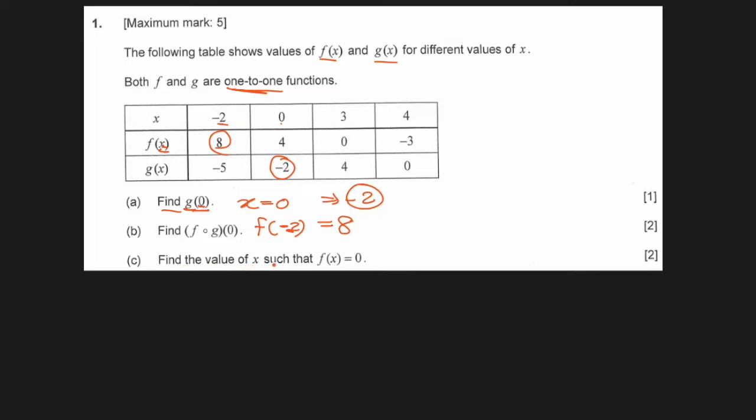Find the value of x such that f(x) is 0. So f(x) is this row. When is it 0? Here. So what is x in that case? 3. And that's it. This is the solution of question number 1.